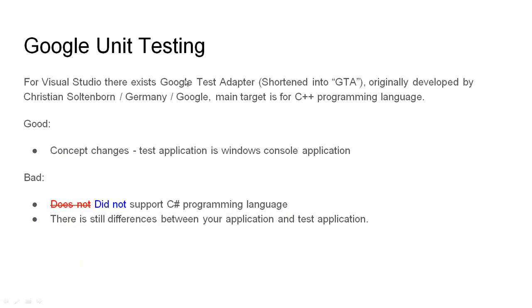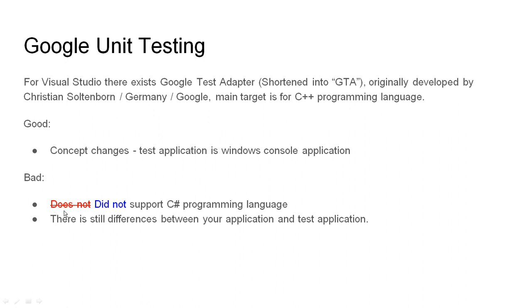There exists a good alternative, which is Google unit testing, and for that there exists the Google Test Adapter, which I will shorten to GTA in the next slides. It is developed by Christian Soltenborn, and its main target is the C++ programming language. What is good about this testing is that the concept changes. The test application is a Windows console application, so it's basically like a standalone application which can be launched and can test itself.